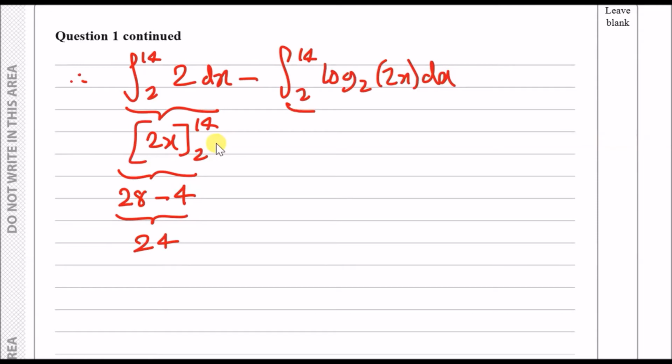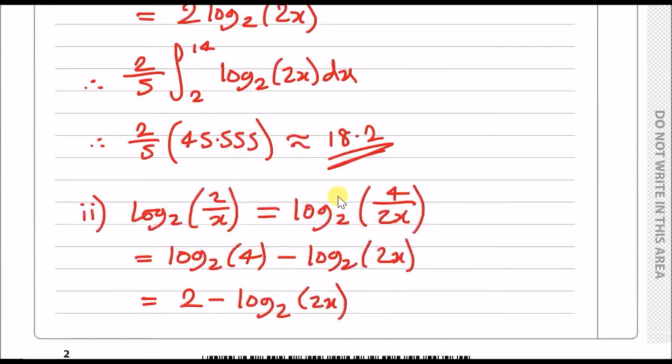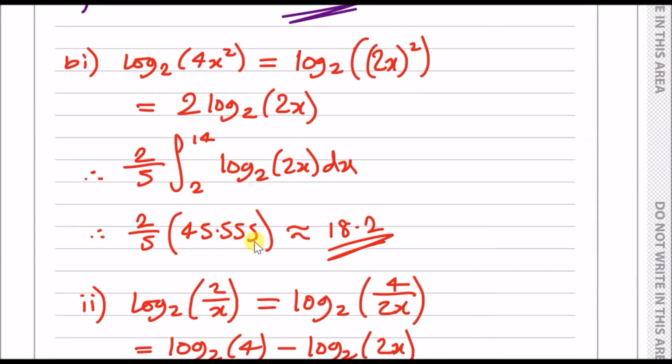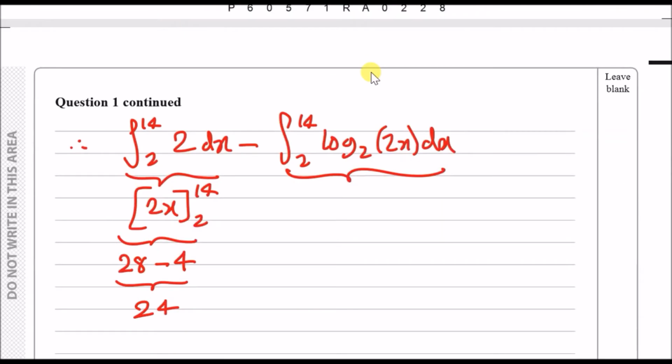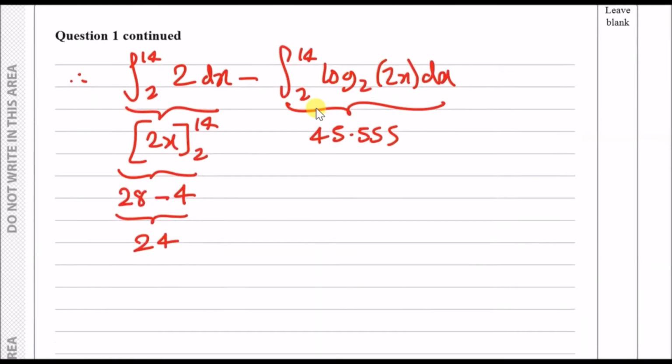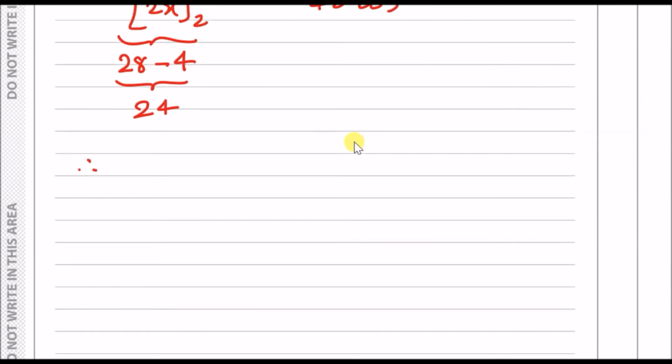And for the second bit, we know what that is. That's from part A again, which is 45.555. So we just put that in too. 45.555. And then therefore, we just say, okay, subtracting these results, 24 minus this value, and again, rounded to 1 decimal place, you're going to get a result of minus 21.6. And that's your one done.